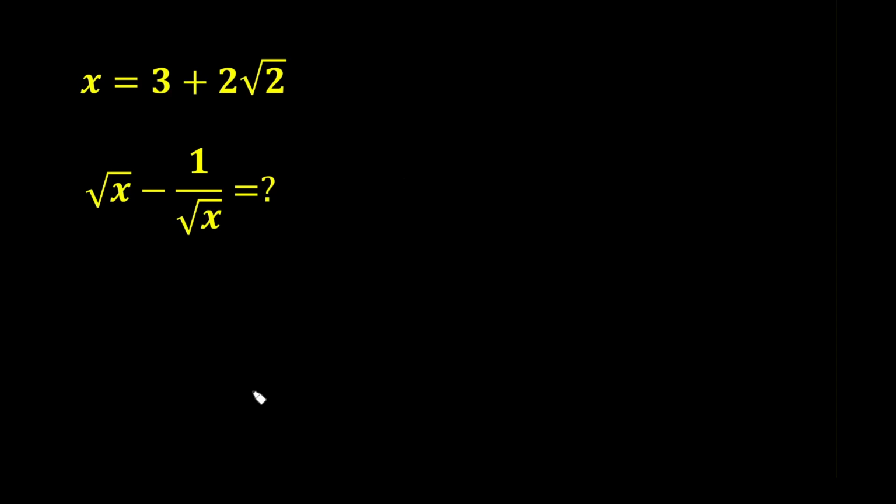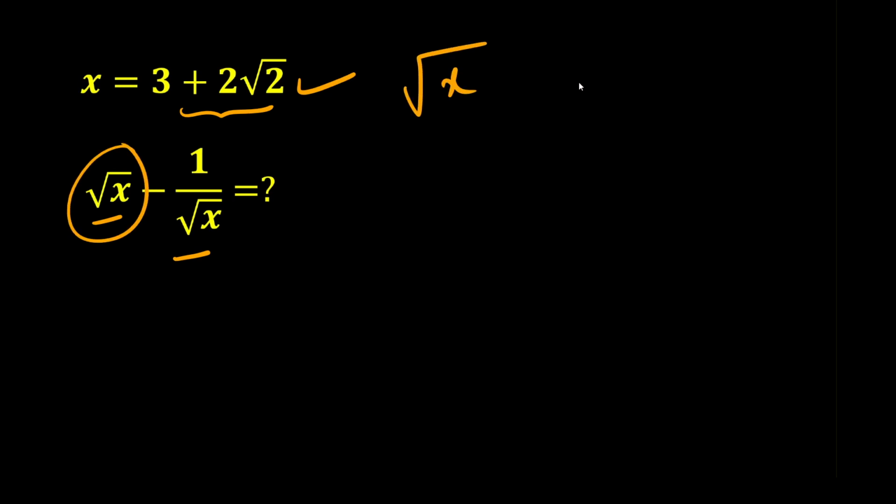Hey everyone, in this video we will solve this interesting third question. x is equal to 3 plus 2 root 2, and we have to find root x minus 1 by root x. So we have x equal to 3 plus 2 root 2. Let us try to find root x. We will first focus on finding root x, then we can easily find this portion, right?